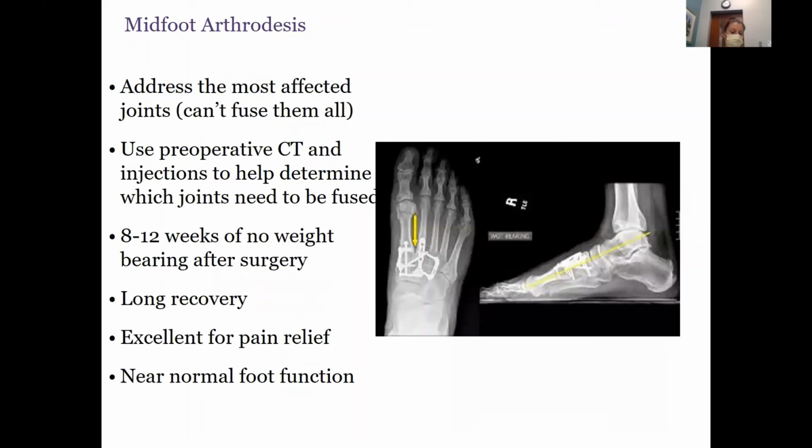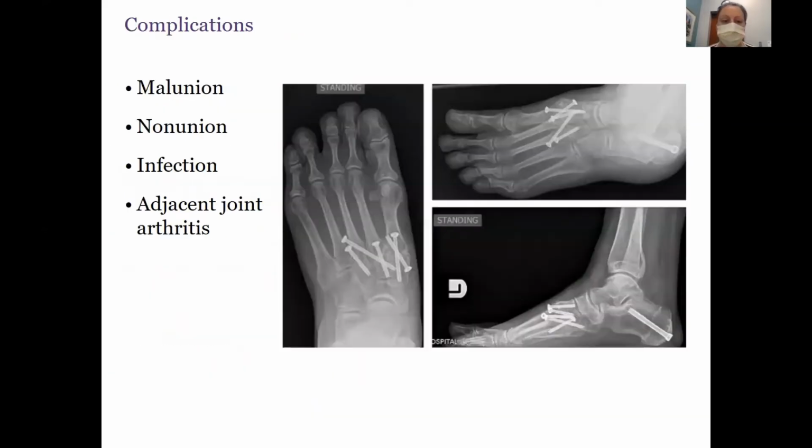joints to grow together. We don't usually fuse all the joints, but we want to fuse enough joints to help maintain the arch of your foot. Once again, we get a CT scan of the foot to evaluate the joints, the appropriate areas to fuse at the time of surgery, but it takes a commitment. It is a 2 to 3 month commitment of not putting any weight on your foot, and it's a long recovery, but once you've recovered, it's very excellent for pain relief, and you have almost a completely normal foot at the end of this surgery.